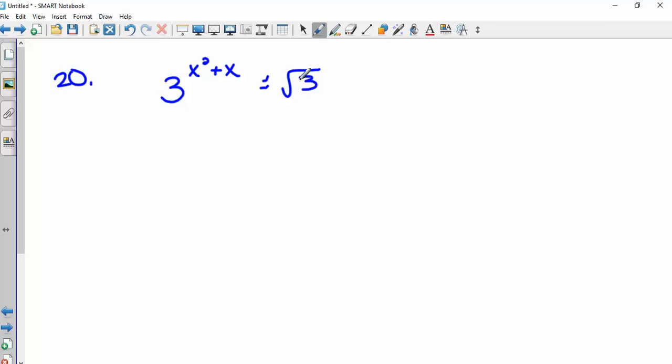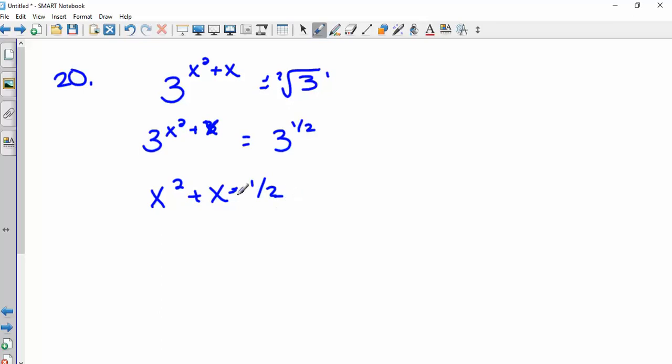We have talked about going back and forth between radical form and exponential form in this group of sections. We want a common base. We can't break down this 3. So our hope is to write this one with a base of 3. A square root. So we have x squared plus x equals 1/2. Then what do you want to do?